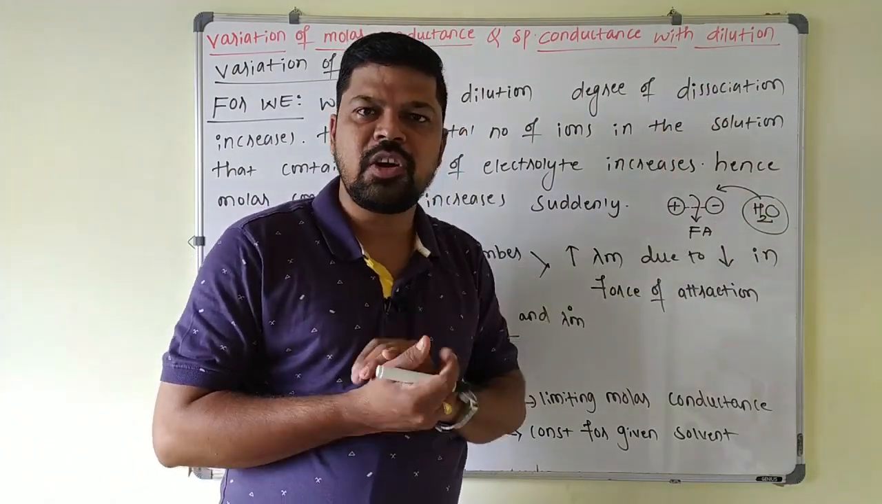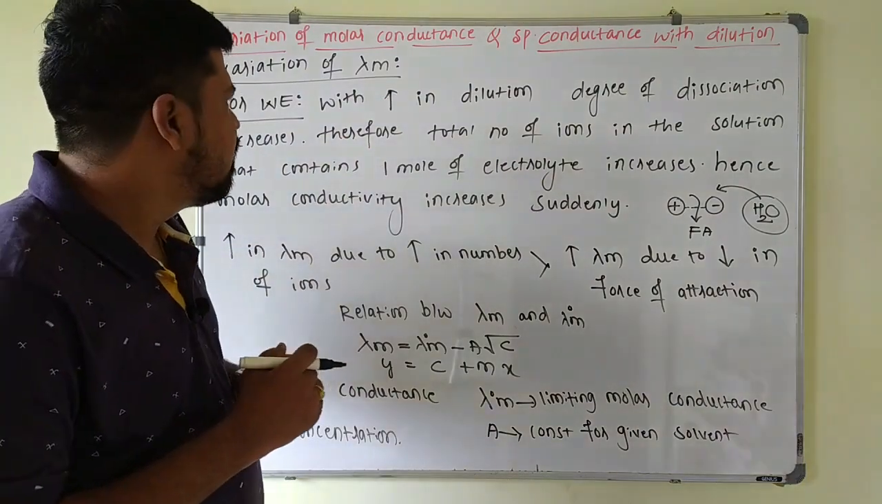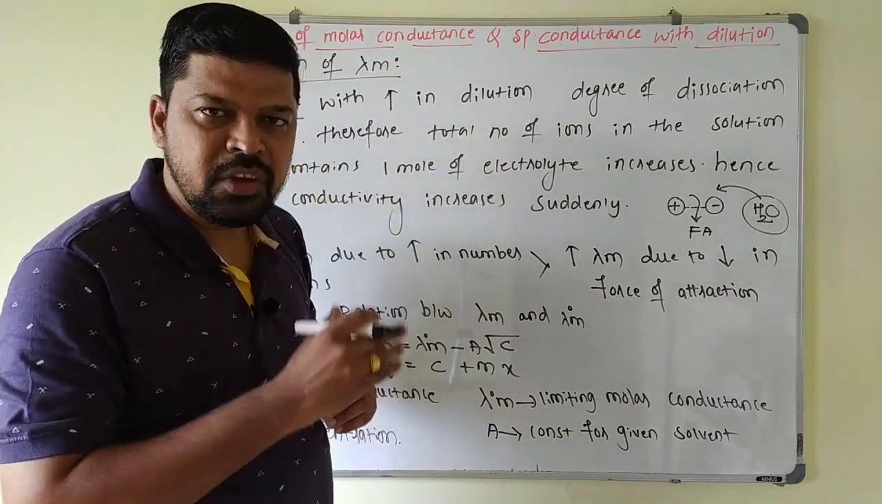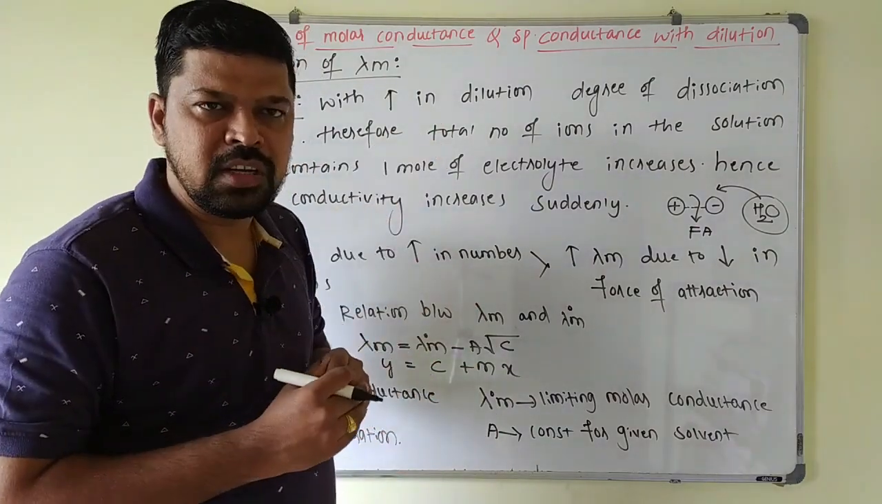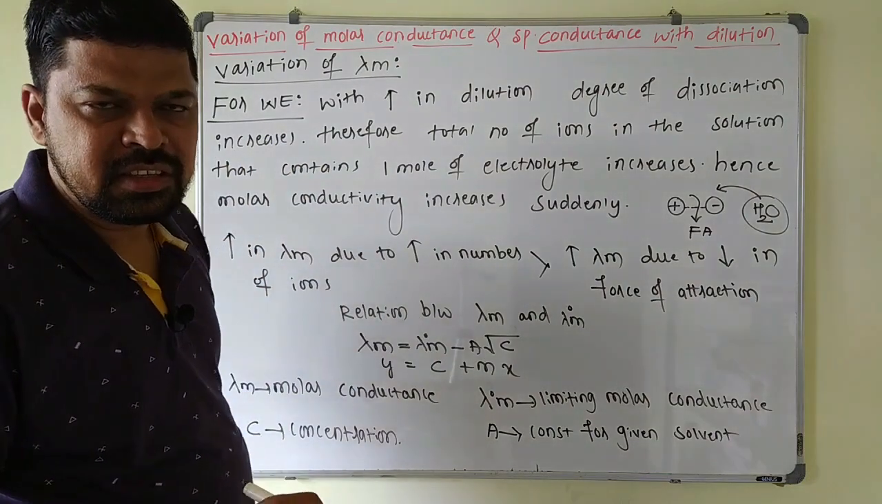This happens in case of strong electrolyte. But in case of weak electrolyte, which undergoes partial ionization, with the increase in dilution, which is nothing but adding water, the degree of dissociation of the weak electrolyte increases.